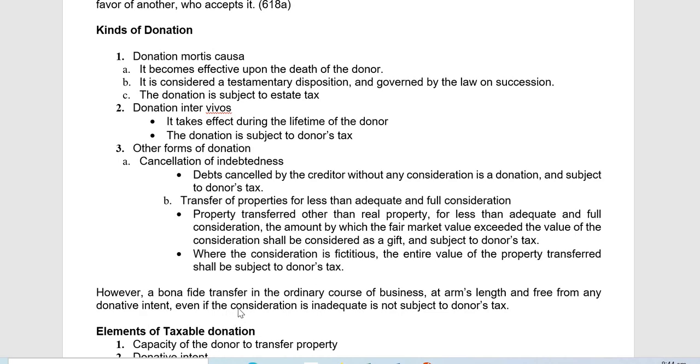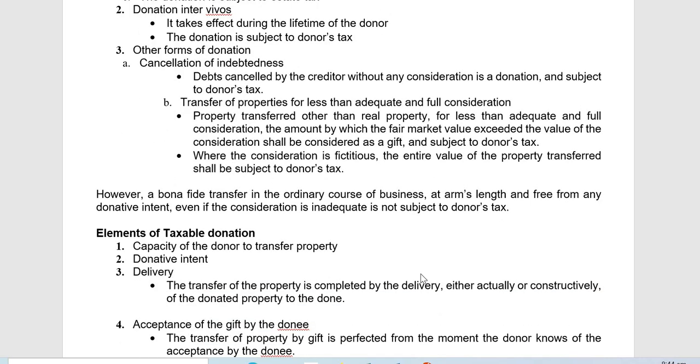However, a bona fide transfer in the ordinary course of business, at arm's length and free from any donative intent, even if the consideration is inadequate, is not subject to donor's tax, if it's done in the ordinary course of business. Okay, so the elements of a taxable donation. First, we have the capacity of the donor to transfer property, the donative intent, and the delivery. The transfer of property is completed by the delivery, either actually or constructively, of the donated property to the donee.